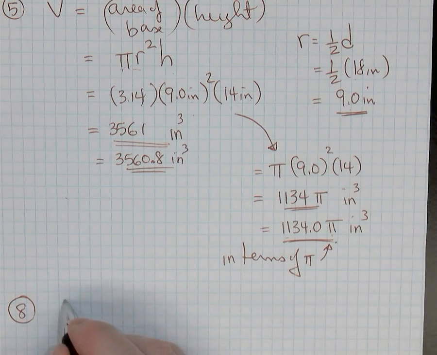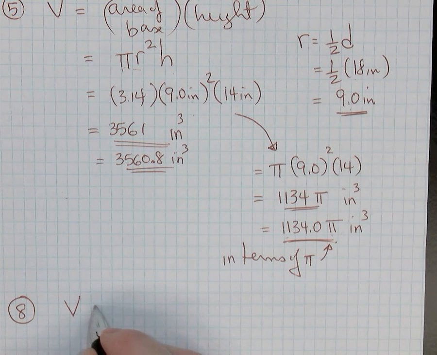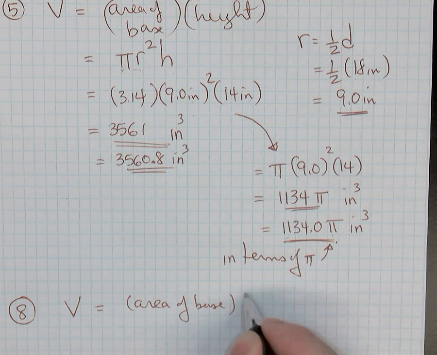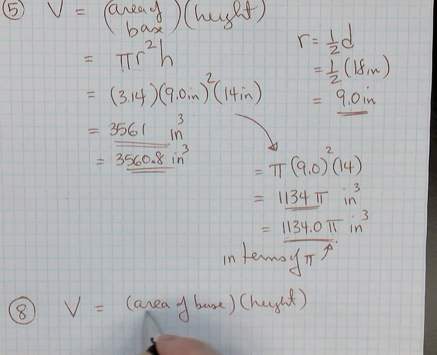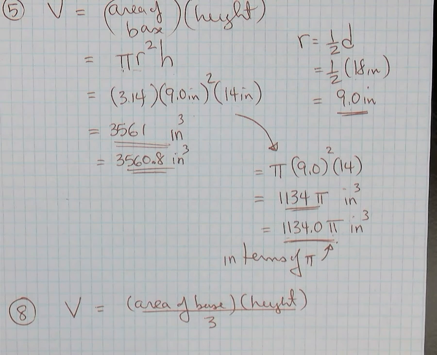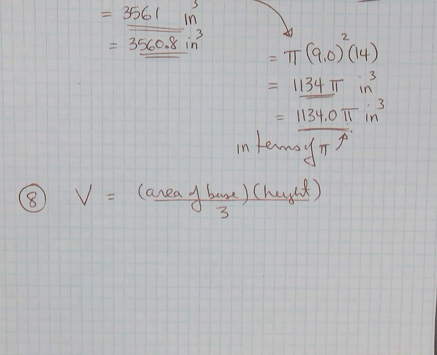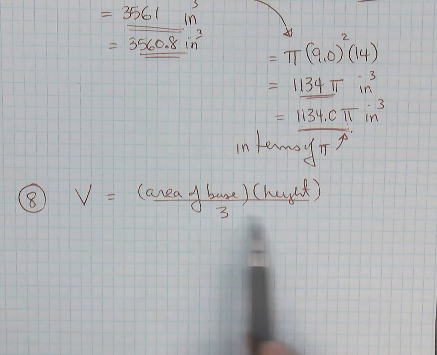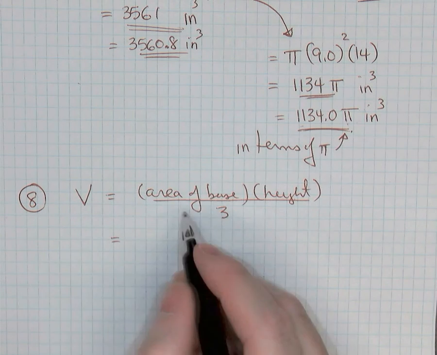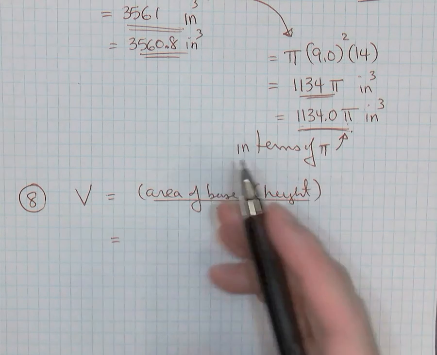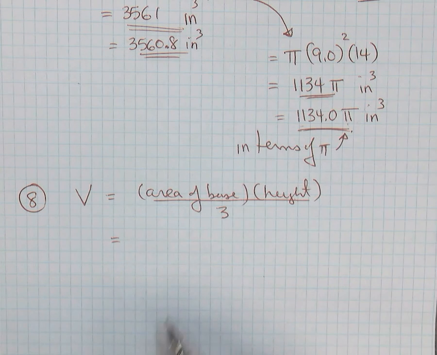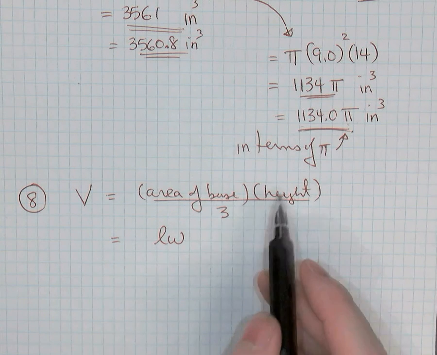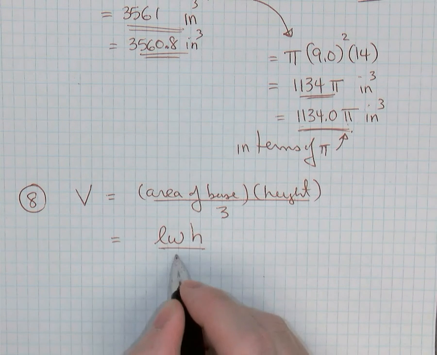Well, the volume of a pyramid is like a volume of a cone. It's equal to area of the base times the height, and then divide by 3. So for cones and pyramids, objects that come to a point, we take the area times the height, and then we divide by 3. The area in this case was a square, so we could either say length times width, or we can say S, the side, squared. Okay, I'll say length times width, and then times the height, and then divide by 3.